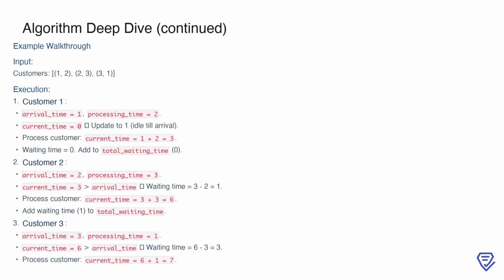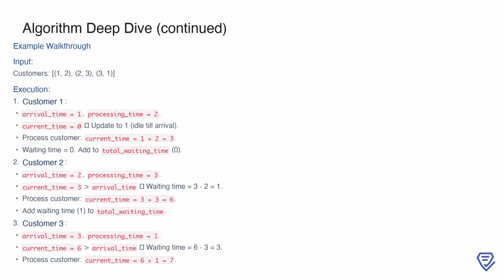Consider 3 customers with the following data. The first customer arrives at time 1 and has a processing time of 2, the second arrives at time 2 and requires 3 units of processing, and the third arrives at time 3 with a processing time of 1. For the first customer, the system is idle until their arrival at time 1. The system then processes their order, completing it at time 3. Their waiting time is 0, which is added to the total waiting time.